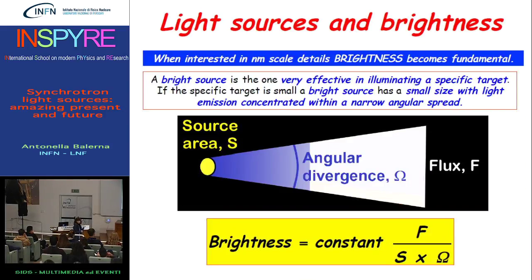And this is just to define brightness. When I speak about brightness, I say that a source has high brightness when you are dealing with a high photon flux. So this means you have a source that can emit a huge number of photons, and these photons are concentrated on a small area and a small angular divergence. So the bigger the divergence of your beam, the smaller the brightness. The bigger the dimension of your source, the smaller the brightness. So you need a source which has high photon flux, small source dimension, and small vertical and angular divergence.